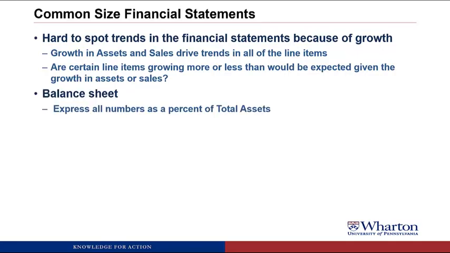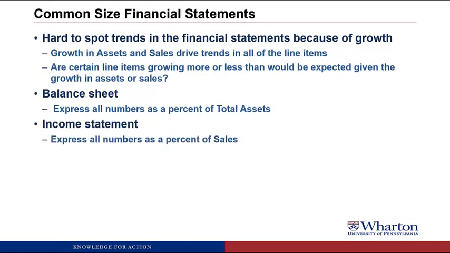So we're going to come up with a common size balance sheet where we'll express all numbers as a percent of total assets, which will remove the effect of the growth in assets. We'll come up with a common size income statement where we'll express all numbers as a percent of sales, thereby taking out the growth in sales. The cash flow statement is typically not common sized. It's not as susceptible to growth, and it's not clear what we would divide by to common size it. So it's only the balance sheet and the income statement that are typically common sized.